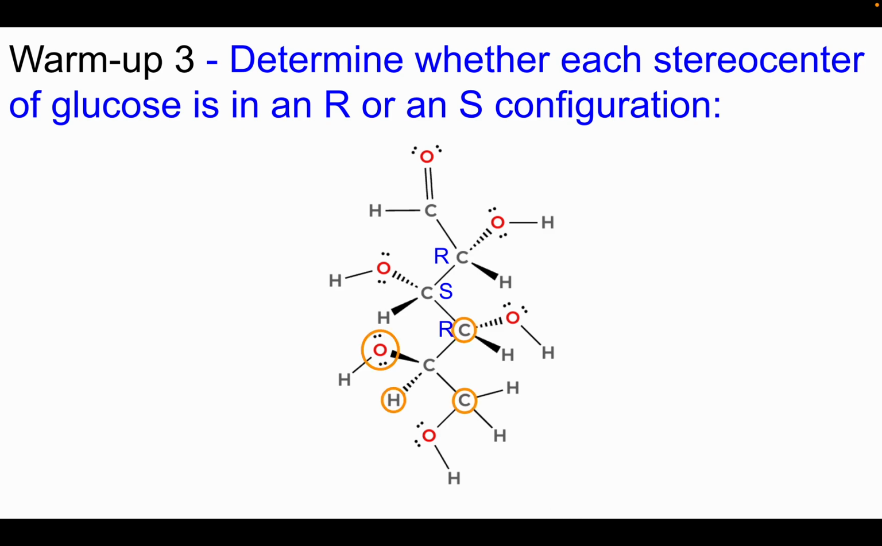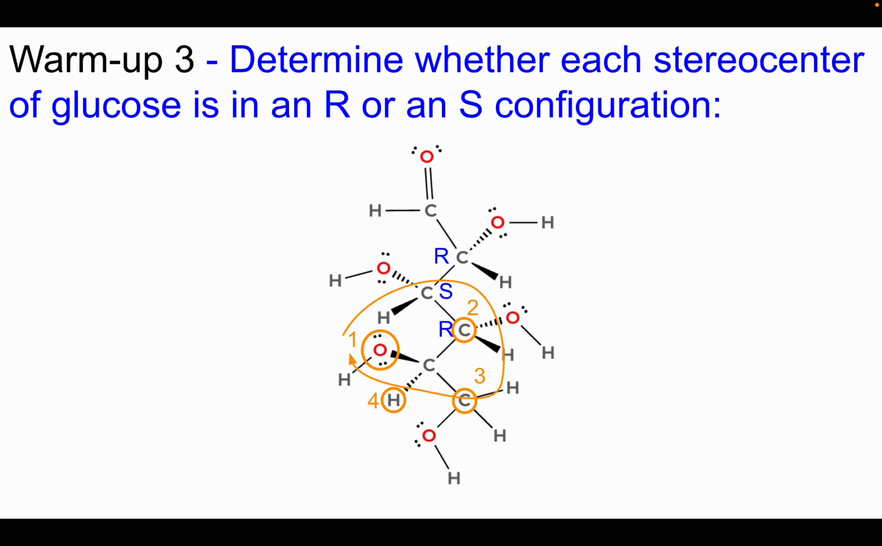This one's probably one of the easier ones to assign priority. So oxygen is 1, hydrogen is 2. We look at the carbon on top, it's attached to a hydroxyl, a hydrogen, and another carbon. But if we look at the carbon on bottom, it's attached to a hydroxyl and 2 hydrogens. Well, since carbon has a higher priority than hydrogen, this must be priority 2 and this must be priority 3.